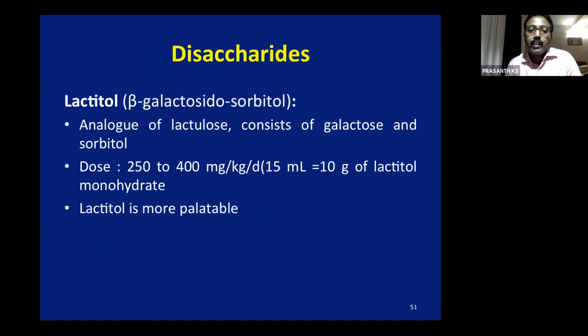The other product in the disaccharide category, which is also an osmotic laxative, is lactitol. It is a monohydrate analog of lactulose. It contains galactose and sorbitol, so the composition is different from that of lactulose. The dose is 250 to 400 milligram per kg per day. Lactitol, in comparison to lactulose, is more palatable.